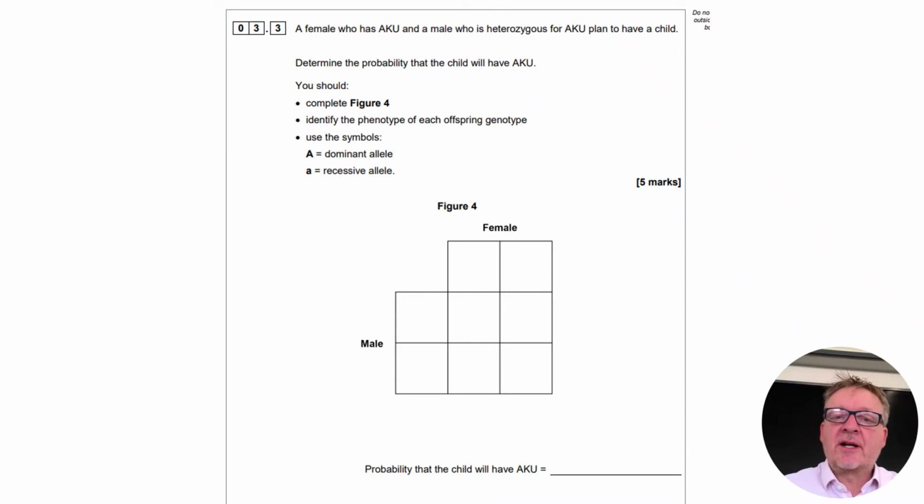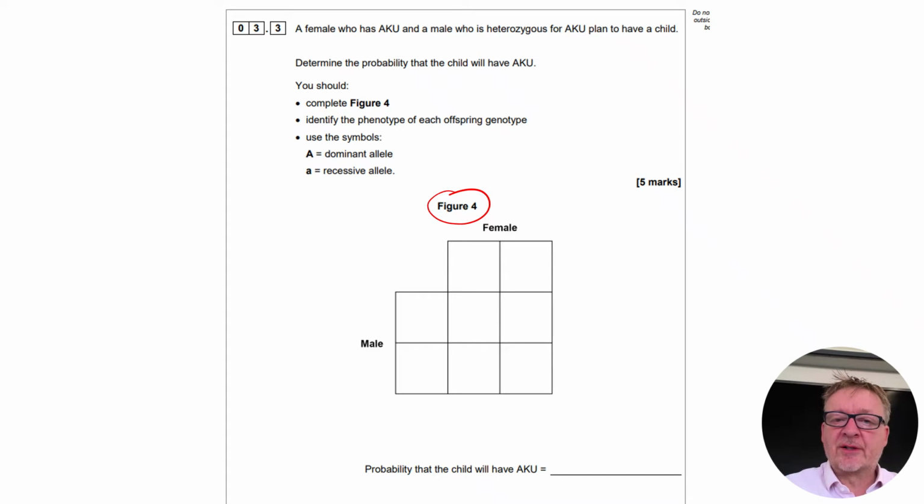A female who has AKU and a male who is heterozygous for AKU plan to have a child. Fabulous, good on them. Determine the probability that the child will have AKU. Complete figure 4. Okay, so figure 4 is our Punnett square. Identify the phenotype of each offspring genotype. Okay, so using the symbols.